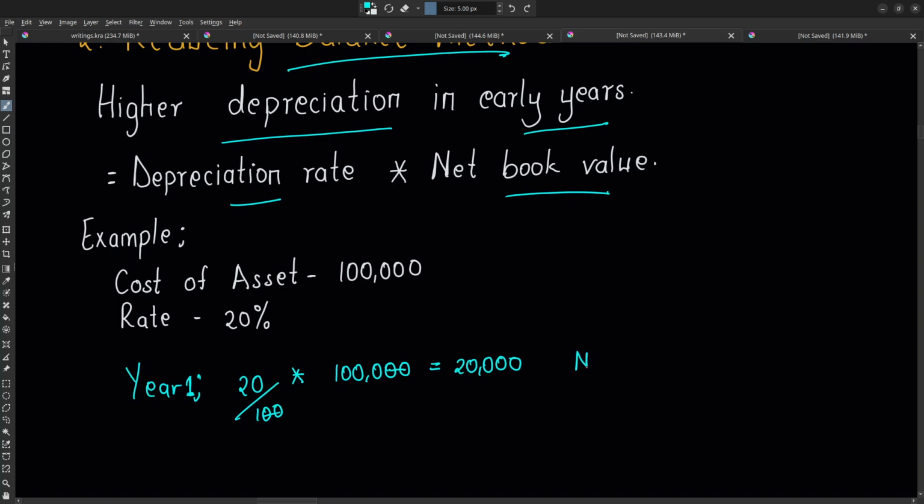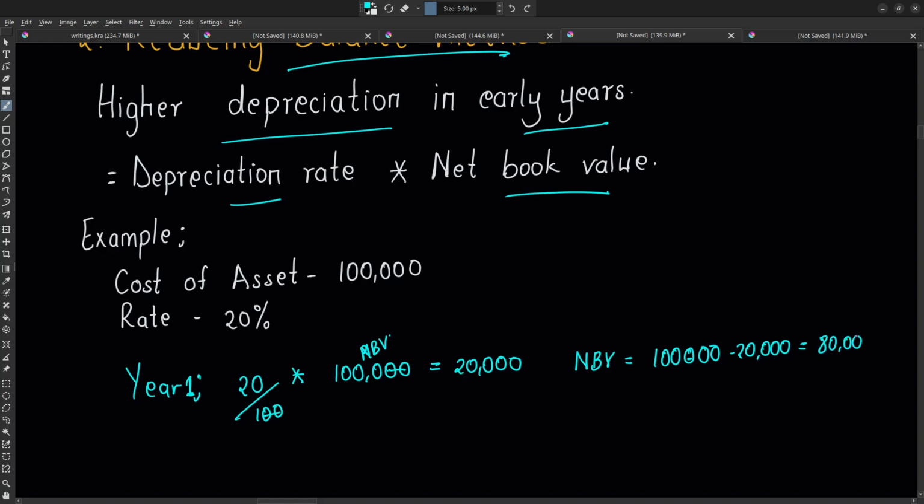At the beginning of that year, this is our net book value because we bought these assets during that year. So at the start, our net book value is 100,000, and now we are reducing by the depreciation expense. We are going to have 80,000 as our closing net book value for this asset.